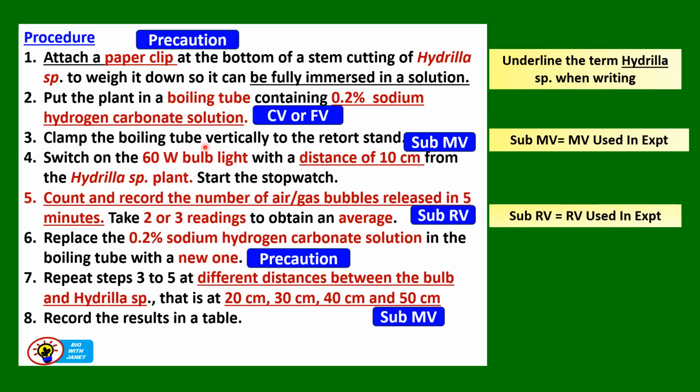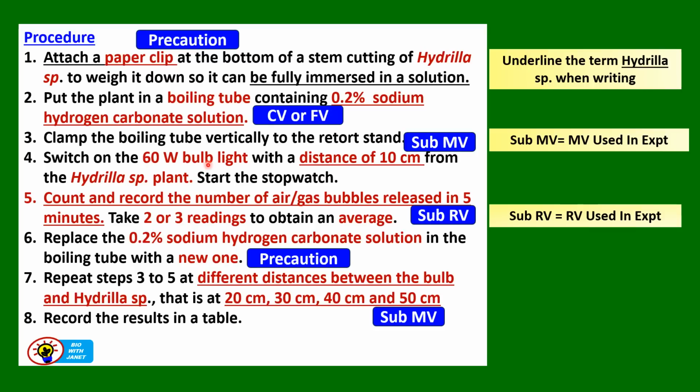Number 3, clamp the boiling tube vertically to the retort stand. Also get ready the 60-watt bulb. You have to clamp it also to another retort stand. Then switch on the 60-watt bulb light with a distance of 10 cm from the Hydrilla species plant. So you have to take a ruler and measure the distance 10 cm between the bulb and the Hydrilla plant first of all. Then only you switch on the light.